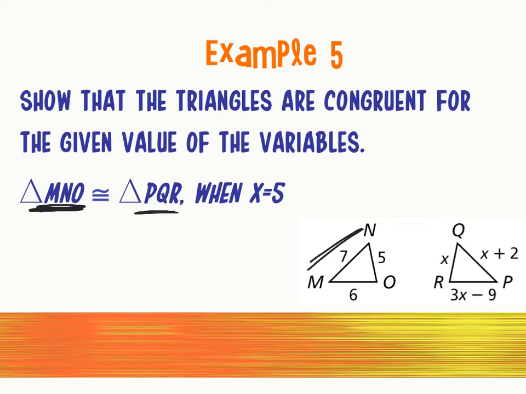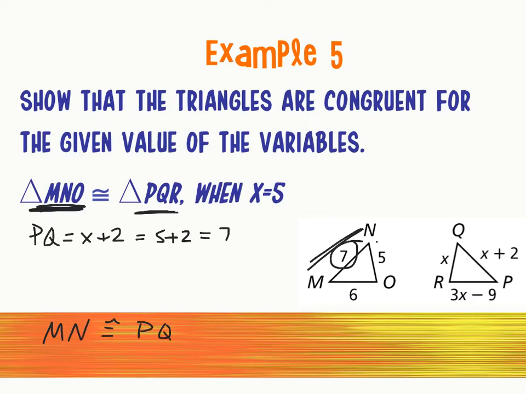So we have to prove that MN is congruent to PQ. So let's look at PQ, which we know is x plus 2. So when we plug 5 into x, we get 5 plus 2, which is equal to 7. So is 7 congruent to MN? Yep, that one's 7. So we know that MN is congruent to PQ. That's our first side.